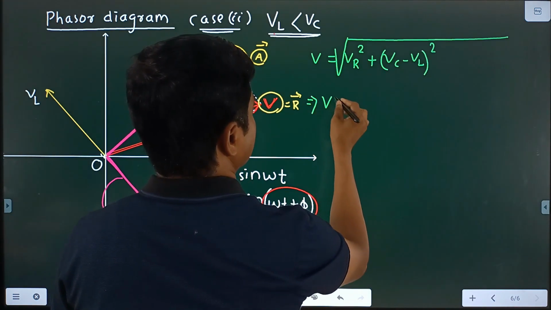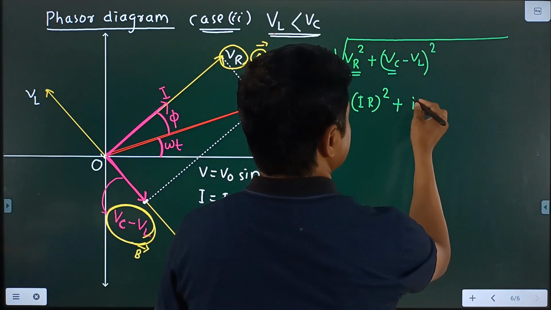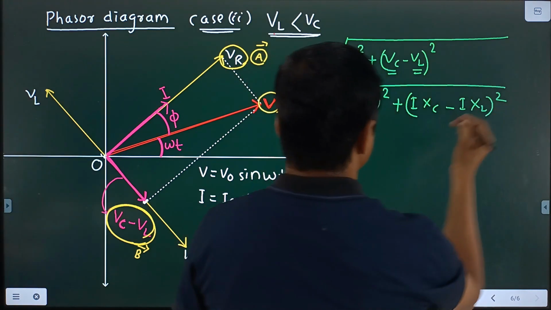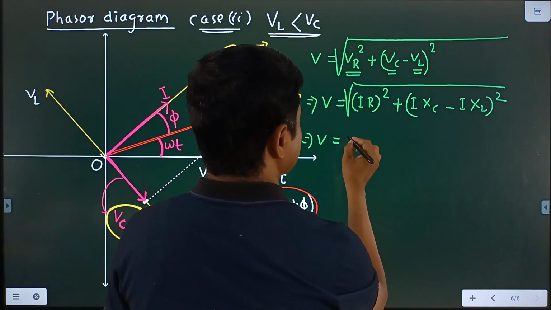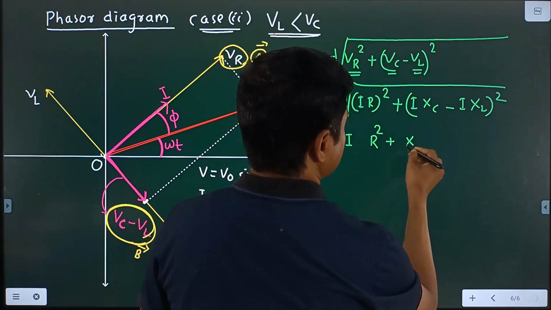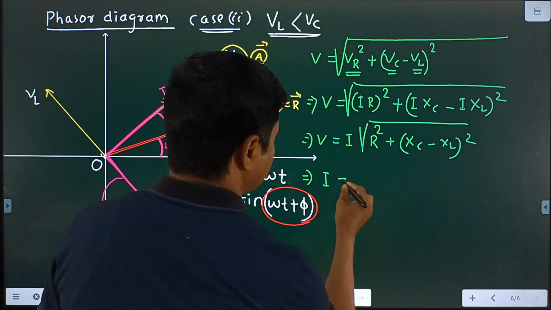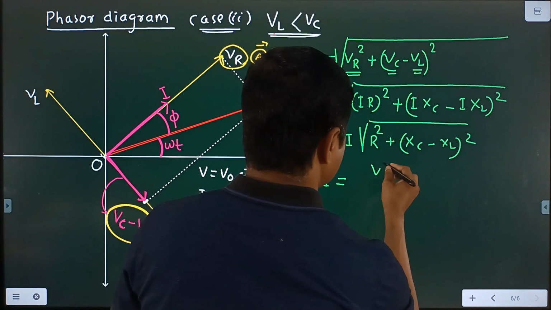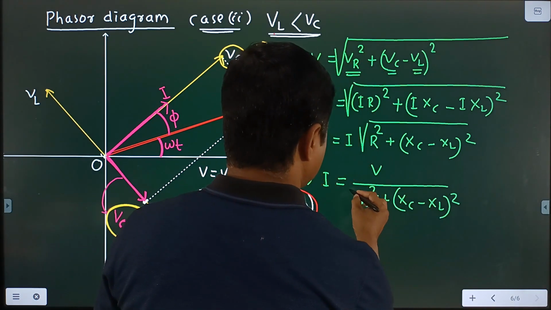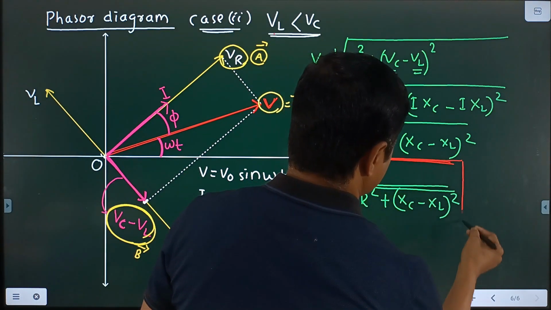So that implies V is equal to, in place of VR, I into R, square of this, plus in place of VC we write I into XC, in place of VL we write I into XL. Same thing. That implies V is equal to, we take I as common, so I, again root over, remaining is R square plus XC minus XL, square of this, and root over of this. From this expression we write the expression of current I. We take this one to the left hand side, so the expression of current is V divided by root over of R square plus XC minus XL whole square. This is the expression of the current flowing through an LCR series circuit.